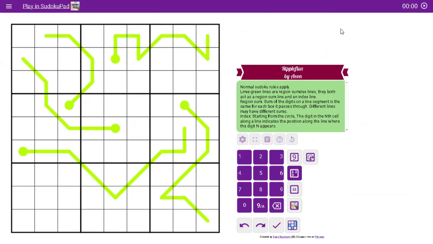My name's Lucas. Today we're going to be trying Rippleflux by Aeon.